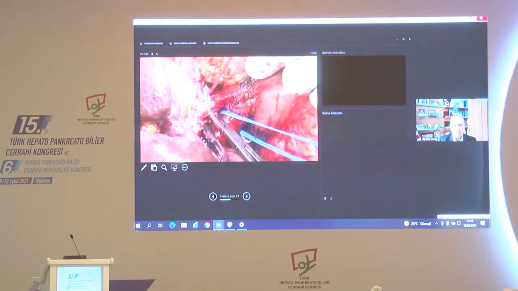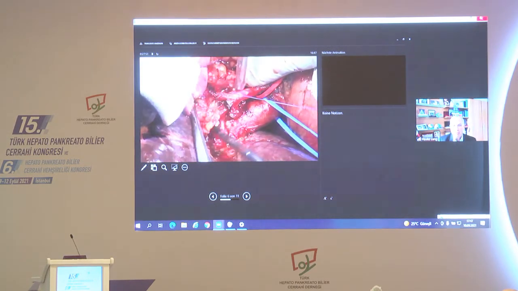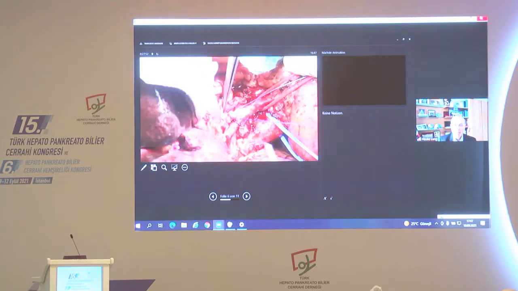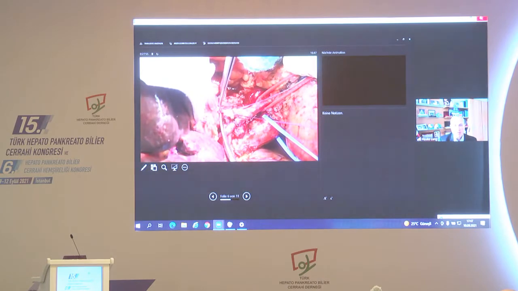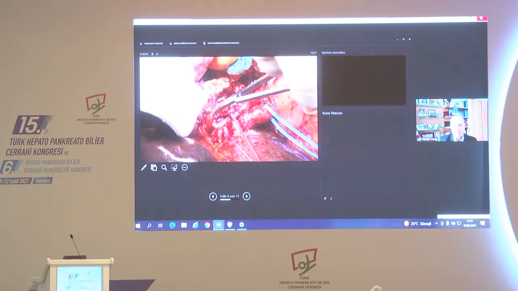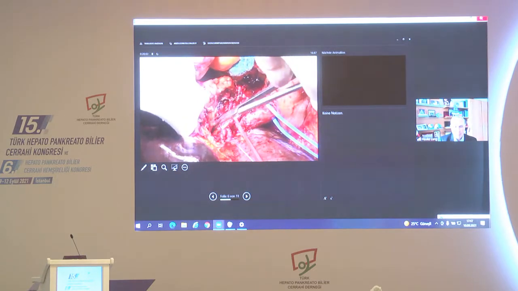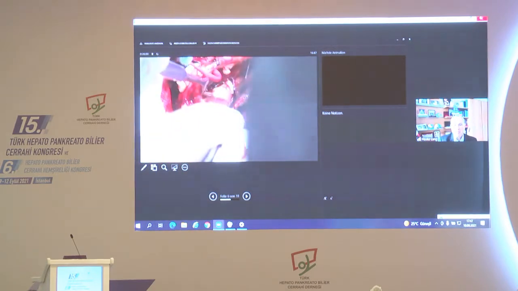The patient had also 2 arteries to the left. This is to segment 2 and 3. We took it down. And this is the segment 4 artery, which we also took down. And then we taped the portal vein.